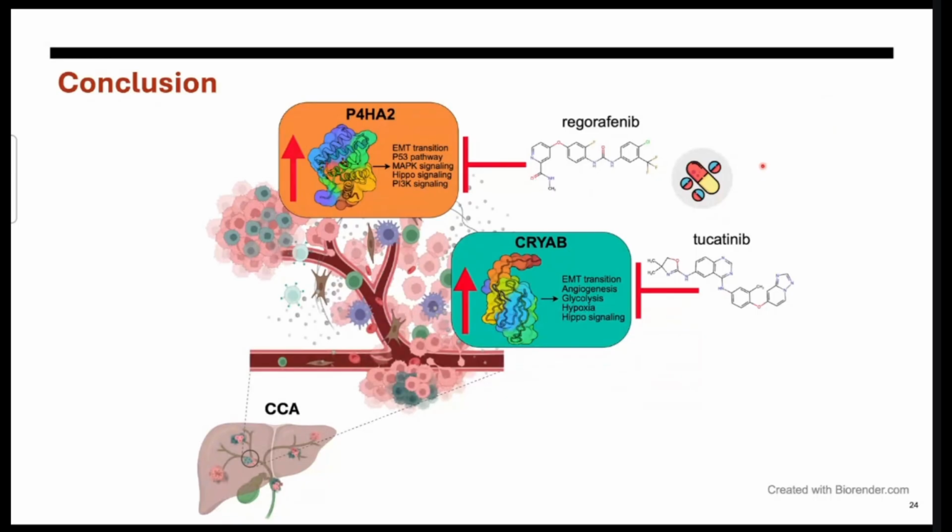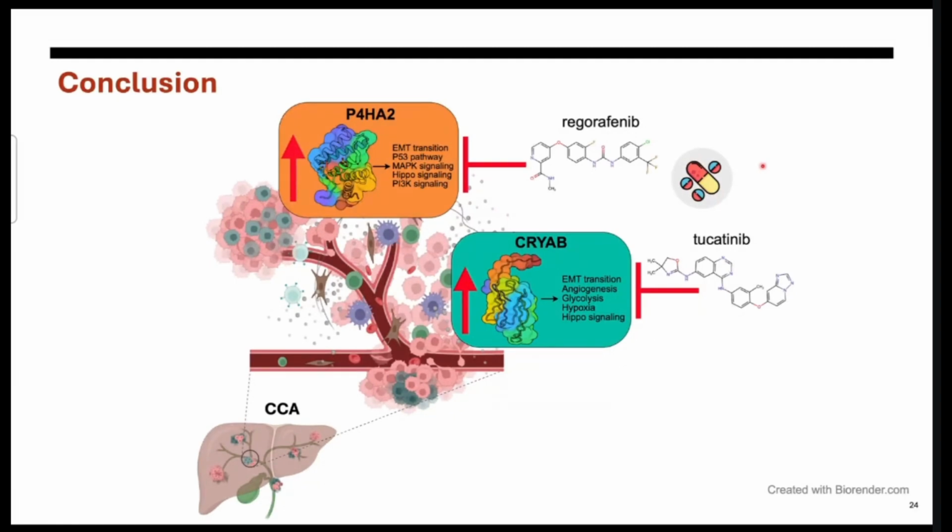And in conclusion, in cholangiocarcinoma, these two chaperones are highly upregulated and strongly connected with various tumor-related pathways like EMT transition for P4HA2, P53 signaling, MAP kinase signaling, and for CRY-AB, it is EMT, epithelial mesenchymal transition, angiogenesis, glycolysis, and hypoxia, and various signaling processes. So we were able to propose two drugs against these two proteins.